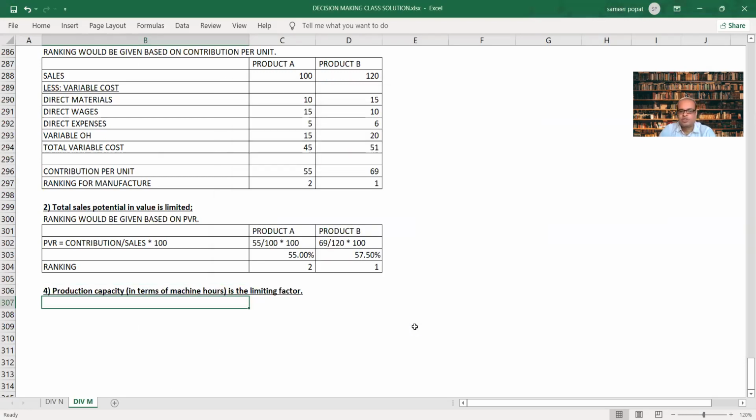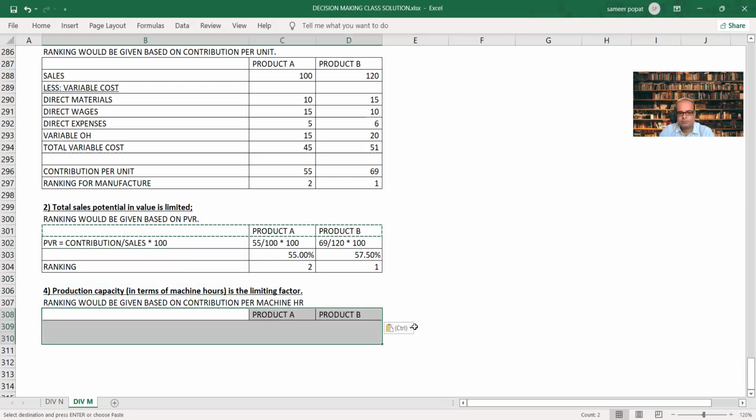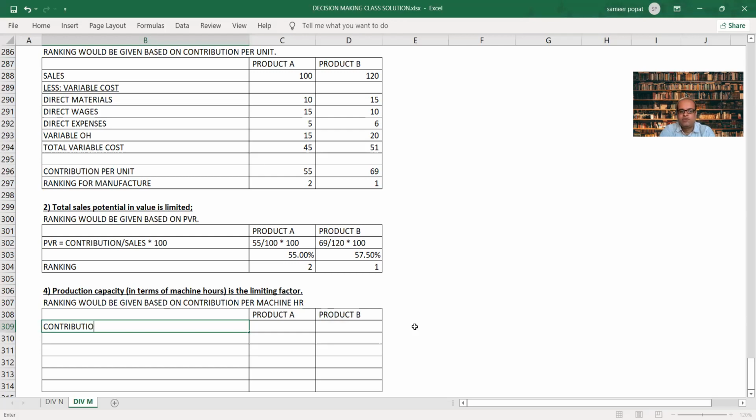Point number 4, production capacity in terms of machine hour is a limiting factor. In that case, ranking would be given based on contribution per machine hour. So let us find contribution per machine hour. Let us first find contribution per unit that is already being calculated for point number 1 here. So contribution per unit is 55 and 69. Again, working need not be shown again.